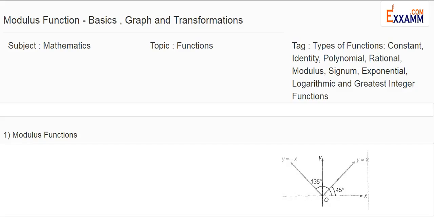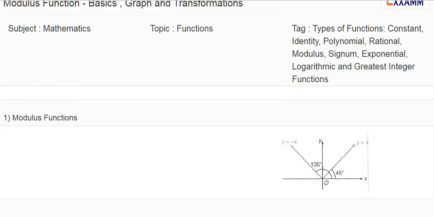Hi friends, today we will be discussing the modulus function, its basics, graph and transformation of modulus functions. The modulus function is also known as the absolute value function.